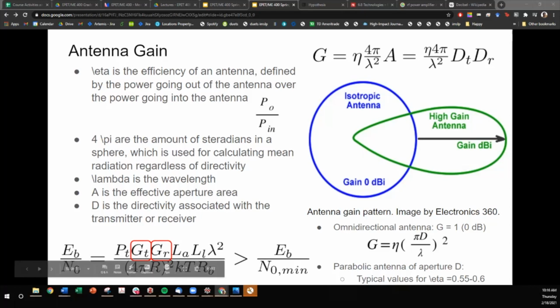And then here's the mother of all equations for link budget. This antenna gain is relevant for both the transmitting side and the receiving side of the antenna. So I just wanted to highlight here, that's where it goes into the larger picture.